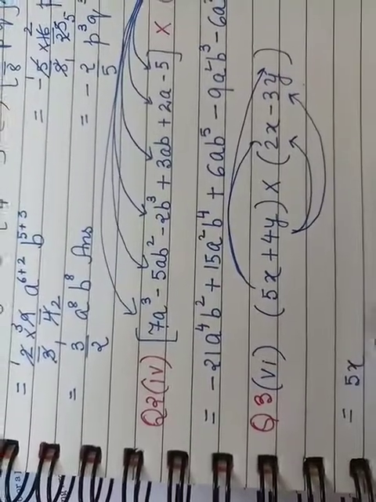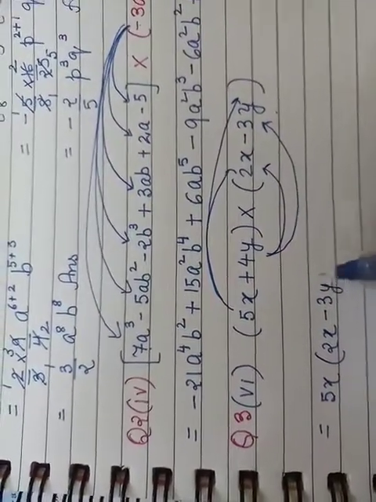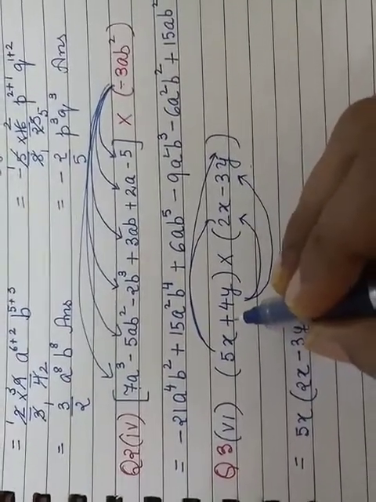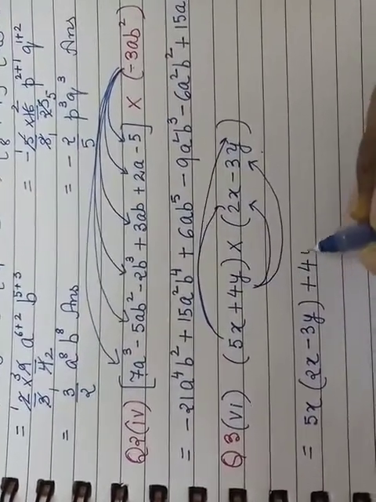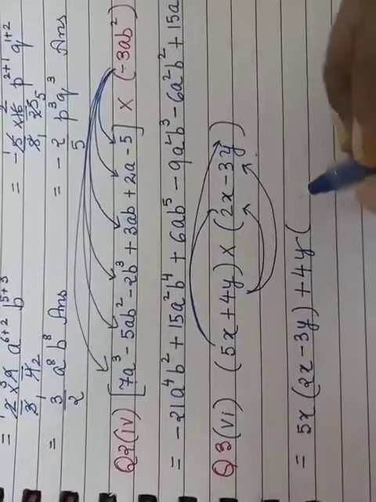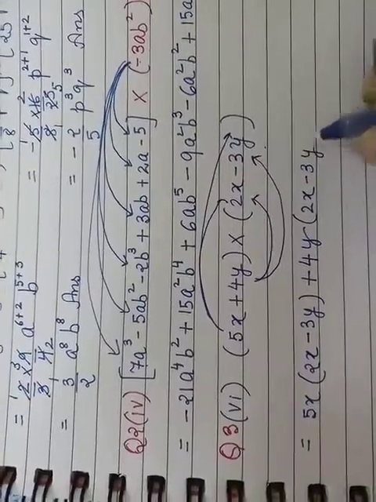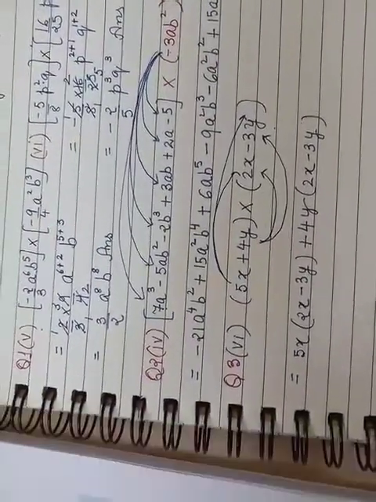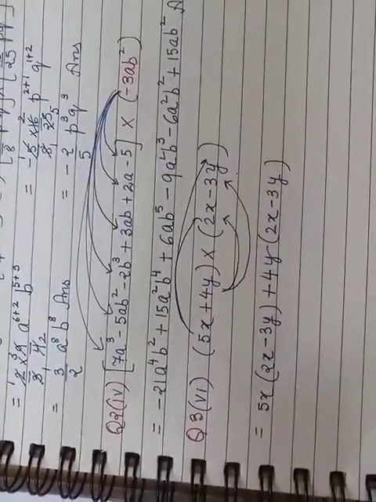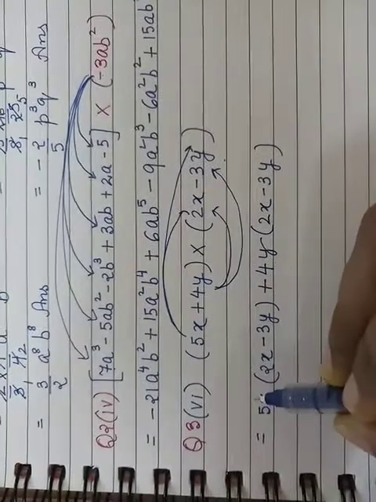5x is multiplied with 2x minus 3y. And again we have a plus sign over here, so I write plus and I copy down 4y. It is being multiplied with 2x minus 3y. So I distributed 5x with 2x minus 3y as well as 4y with 2x minus 3y. Now we multiply.